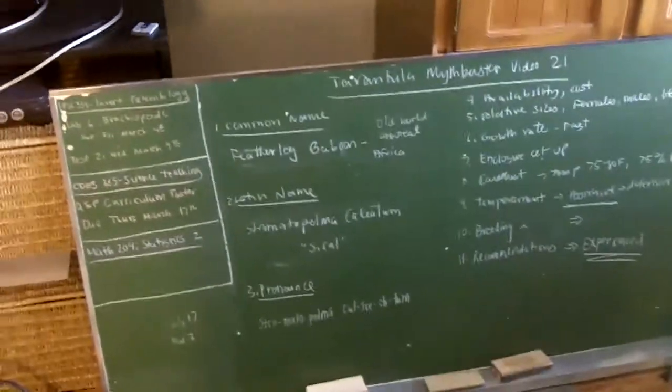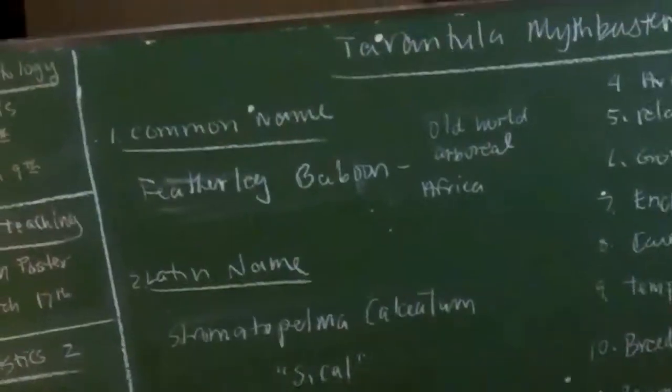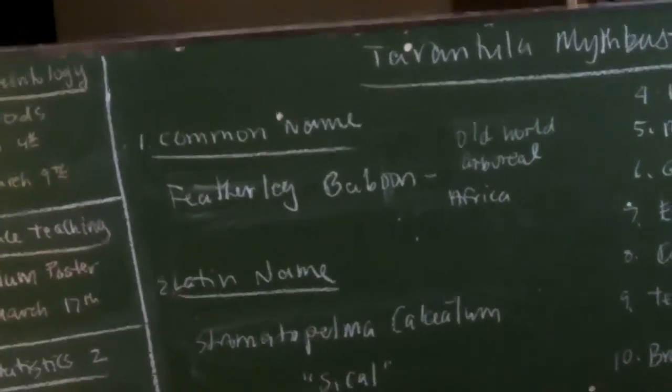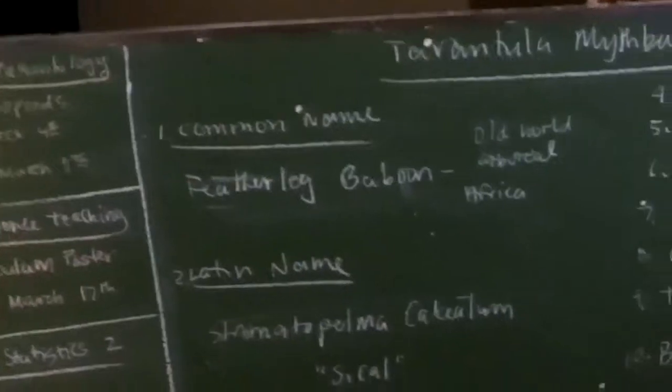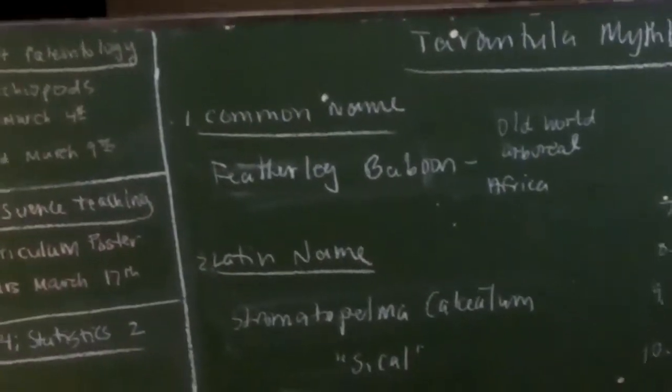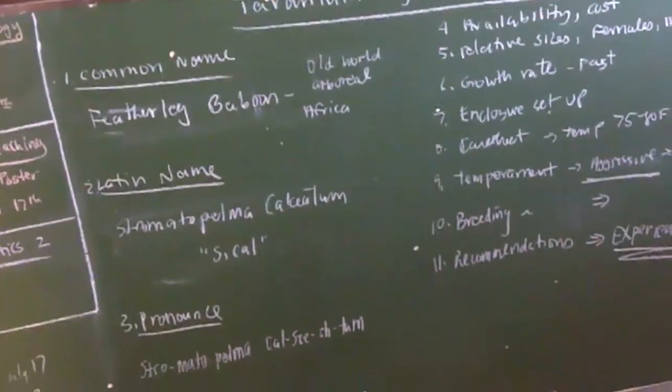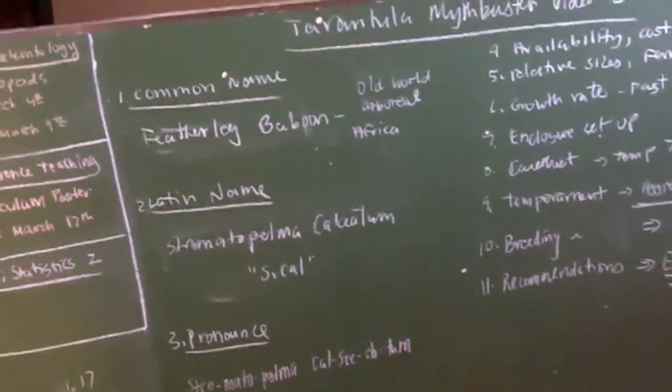Okay, so the common name of the species is only one, thank God. It is the Featherleg Baboon. I guess they call it the Featherleg Baboon because of their characteristic small hind legs that are much lighter than the front legs and the other three pairs.